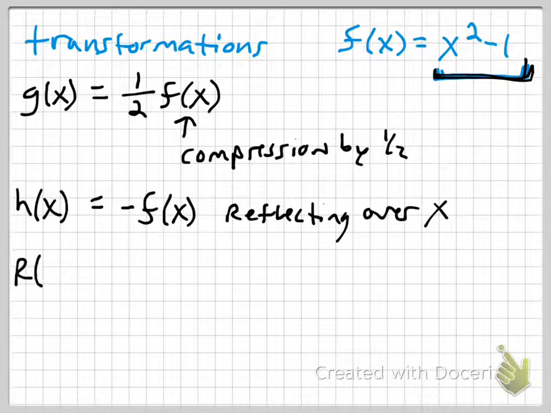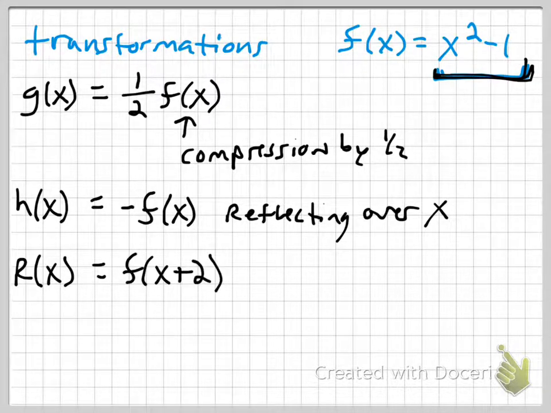Let's say r of x is, I don't know, f of x plus 2. Again, don't care what f of x is. We just know that whatever that f of x graph is, we're going to move it left 2. Remember, whatever's in here is opposite. So, because it's positive 2, we're moving it to the left 2.